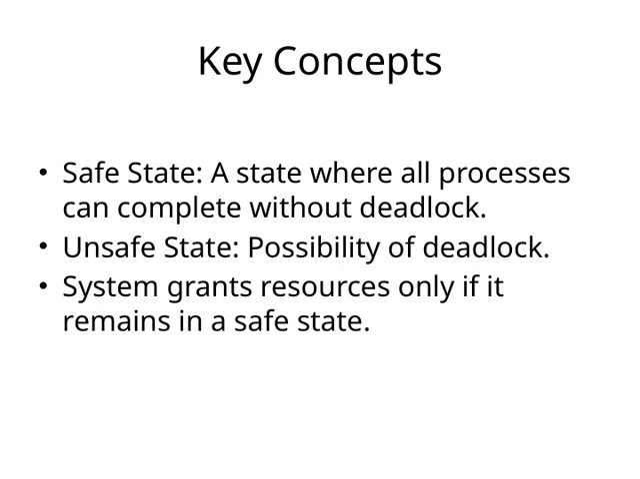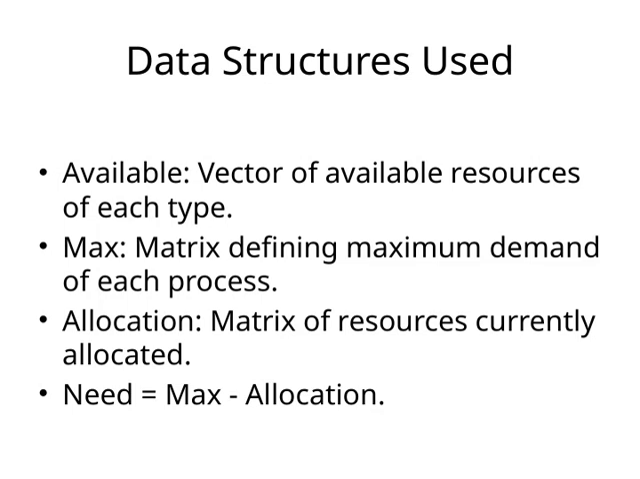Connecting this to our overall theme, understanding these states is crucial for designing effective resource management strategies that ensure system stability and reliability. Let's take a closer look at the data structures we use to manage resources in our system. First, we have the available vector, which tells us how many resources of each type are currently available. Think of it as a snapshot of our free resources at any given moment.